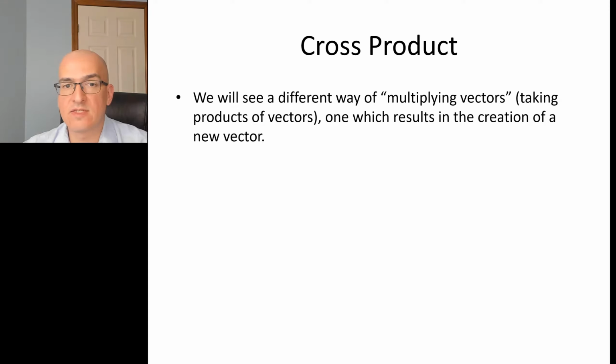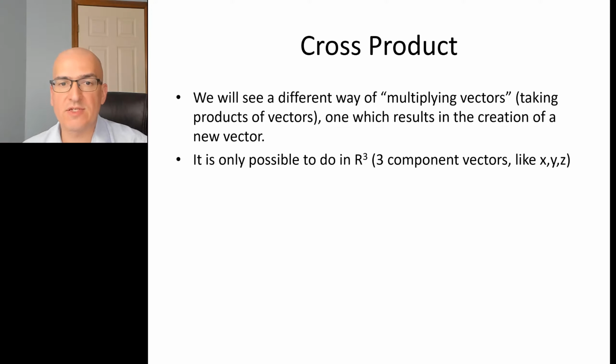The next type of multiplication we'll talk about is something called the cross product. So it's the third way of multiplying vectors. The first way was scalar product, the second way was dot product, and now we have this cross product. And it's by far the strangest one. One thing that makes it strange is it's only something that we can do in 3D, so only with two vectors that each have three components.